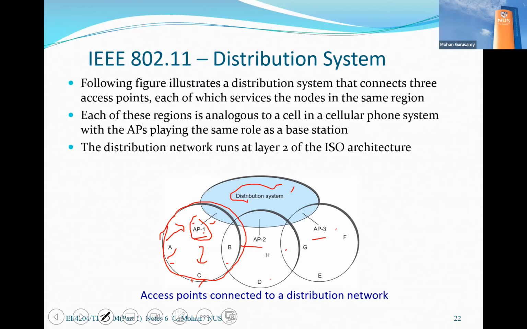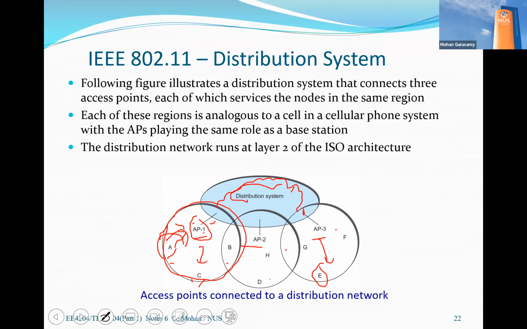Similarly, AP3. Suppose A, let's say, wants to communicate to E. They cannot directly communicate, even through one access point. So what can be done is A sends the frame to AP1, access point 1, and access point 1 will forward it to access point 3 at the back end, and access point 3 will pass the frame to E. This is how multiple access points are connected by a backend distributed system.